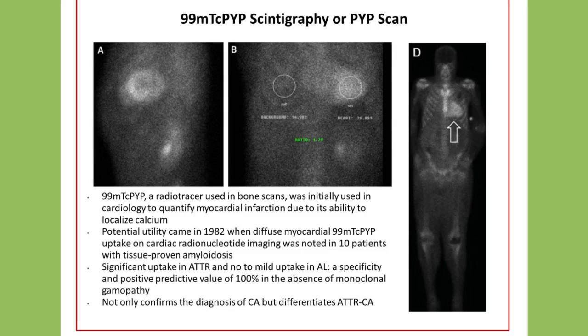So we know the significance of the uptake in ATTR, and it's generally mild in the uptake of AL. The specificity and positive predictive value are 100% in the absence of a monoclonal plasma cell disorder. So it's able to confirm a diagnosis of cardiac amyloidosis, but also to differentiate between the AL and the ATTR types, which again becomes important for diagnosis.